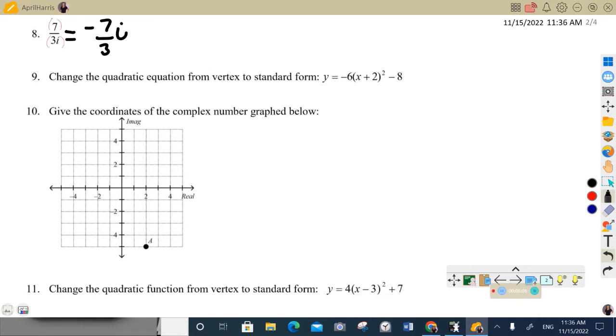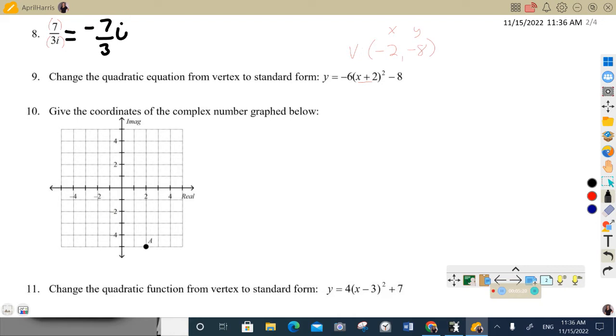So right now it's in vertex form. By the way, if you wanted to find that vertex, that would be -2, -8. Remember, what's inside with x is the x value of the vertex. You do the opposite when you bring it out of the parentheses. And then -8 is your y value. You don't change it because it's not in parentheses.